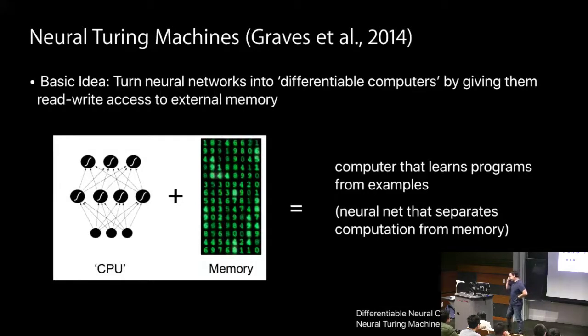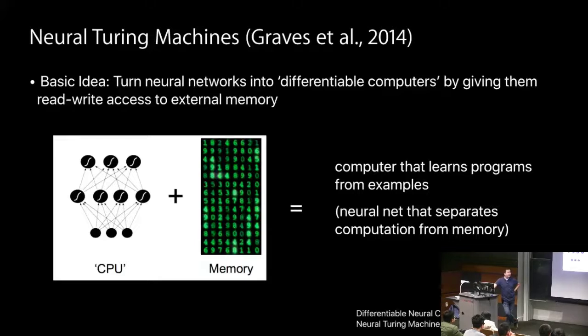Okay? So now, before I get into the model, I'd like to spend a little bit of time talking about the basic idea of memory and the basic idea behind neural Turing machines. It's an excellent paper. You should read it. The basic idea of neural Turing machines is you basically turn neural networks into differentiable computers. And you're doing it by giving them read and write access to external memory, right? So what you're effectively doing is creating neural networks that separate computation from memory. And that's a wonderful idea, I think.